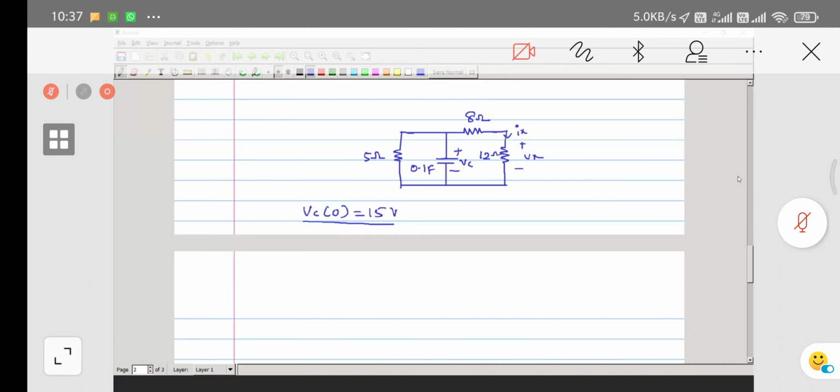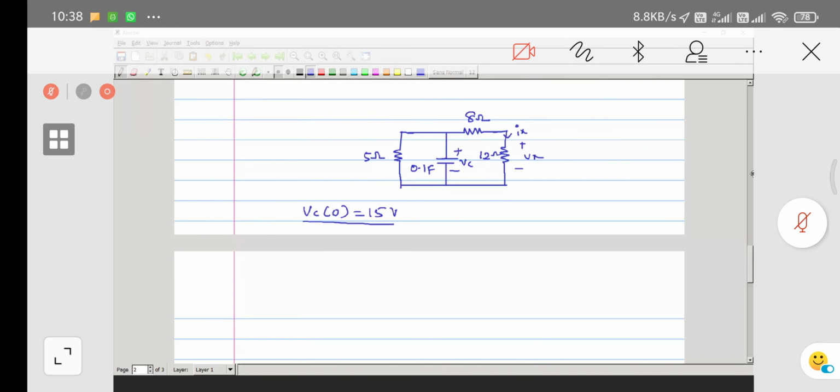Whenever the transient response comes into the picture, it is characterized by the time constant. So you have to find out the time constant value. Here it is a series RC circuit. What is the time constant of an RC circuit, whether series RC or whatever?